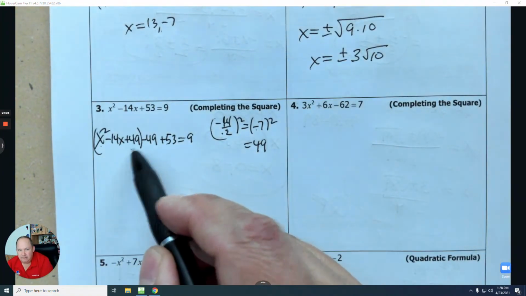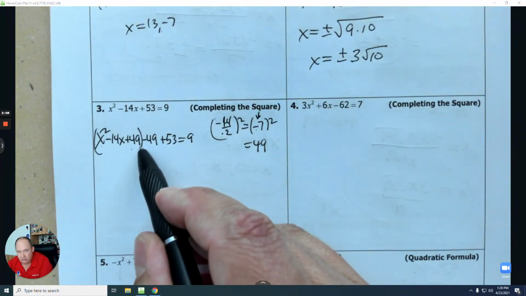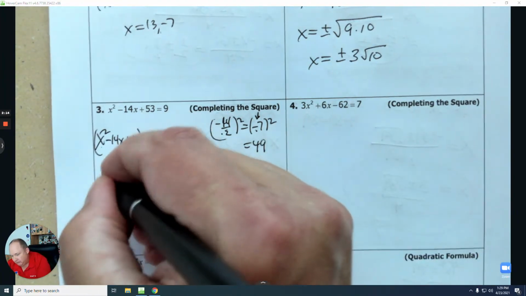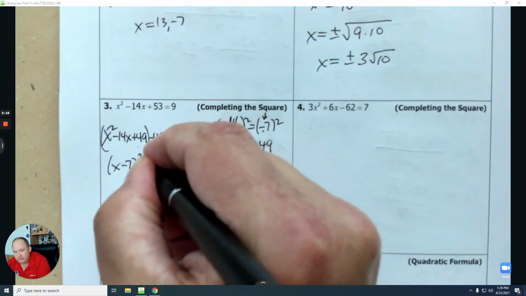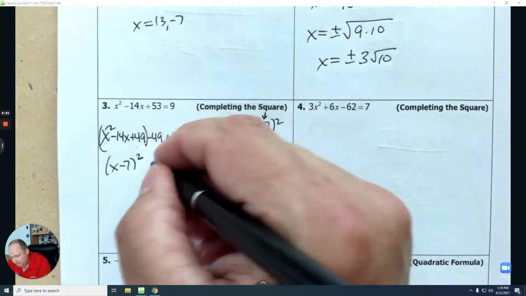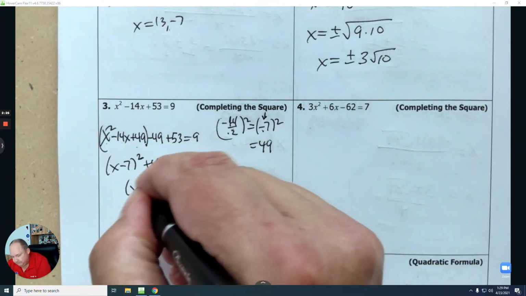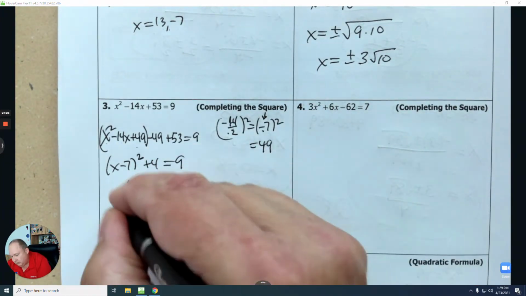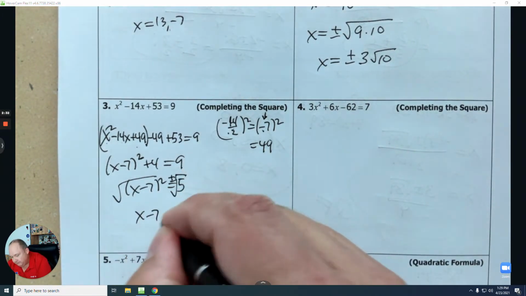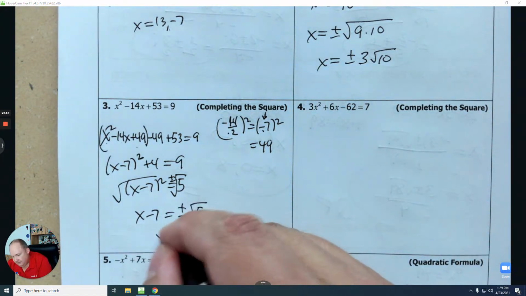So inside the parentheses, this number is going to help us. What number times itself is 49 and adds to negative 14? That will always match. So it's going to be negative 7 and negative 7. So we write it squared. Negative 49 plus 53 is 4. Now subtract 4. Take the square root. Know the answer is positive or negative. And then the last step is to add 7.